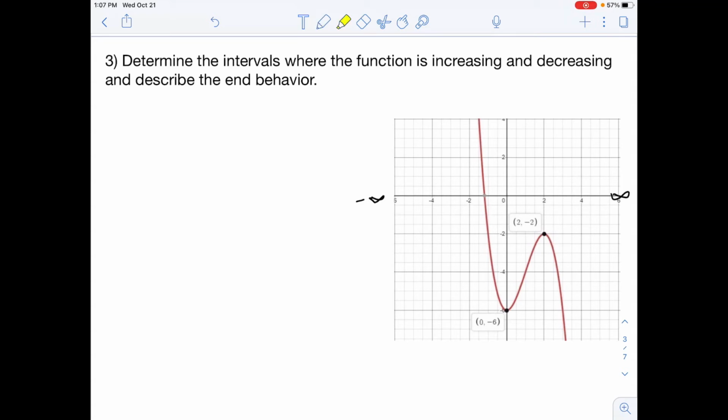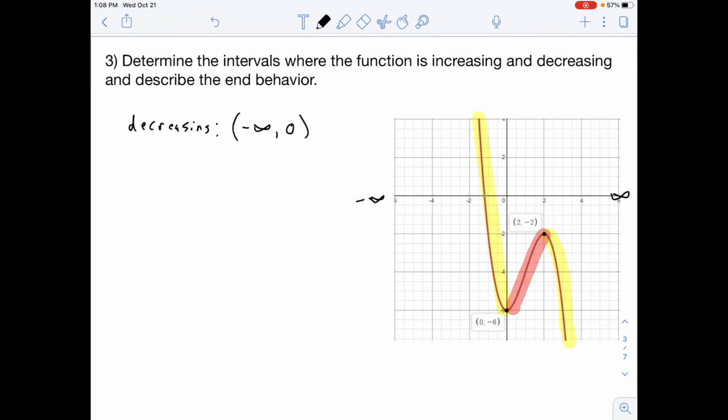I'm going to put my finger or pointer right on the left point of the graph and follow it. What am I doing? I'm going down. I'm decreasing. And then I increase, and then I decrease again from here to here. So now I have 2 decreasing intervals, and then I have 1 increasing interval here. So we are decreasing from negative infinity to 0.